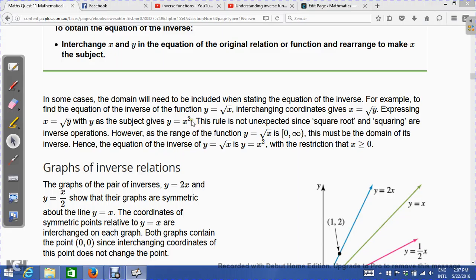Alright, so what we've just been doing is just interchange x and y, make y the subject. Now this rule is not unexpected, since square root and squaring are inverse operations. Okay. However, as the range of the function y equals square root of x is 0 to infinity, this must be the domain of its inverse.